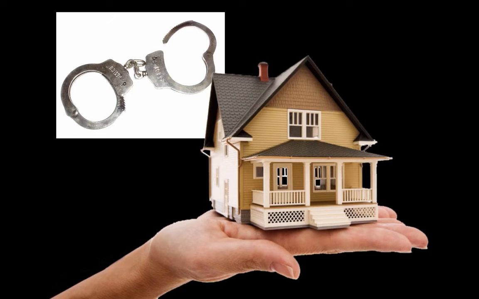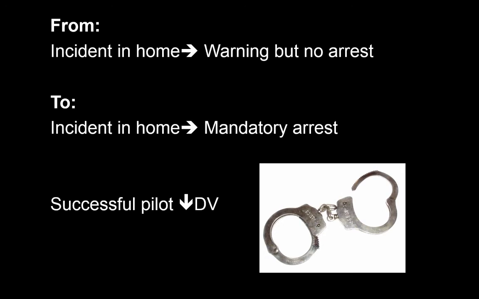Let's think of another example. A domestic violence intervention that was rolled out in America. And domestic violence is a common and concerning social problem that people wanted to address through mandatory arrest policies. And this is a movement, if you like, from a police officer being called to an incident in the home and giving a warning without arrest, to coming to the incident in the home and giving a mandatory arrest. And when these domestic violence interventions were carried out, the pilots showed that they were successful in reducing domestic violence.